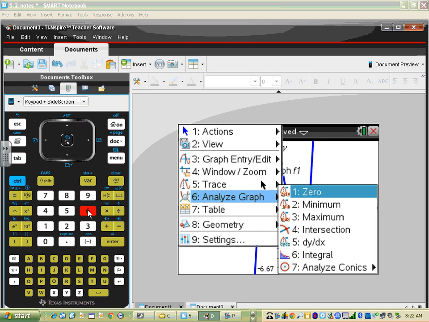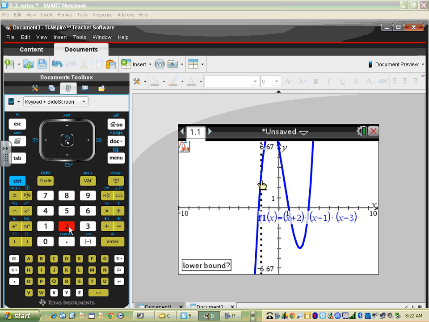Okay, the minimum. So again, my calculator's asking me for a lower bound. Well, I'm trying to find the point at the bottom of the graph, the lowest point. So my cursor is not where it needs to be. I'm going to move my cursor over a little bit. I'm going to keep on moving it over. I want it kind of close. And that's probably good. So I'm going to press enter.